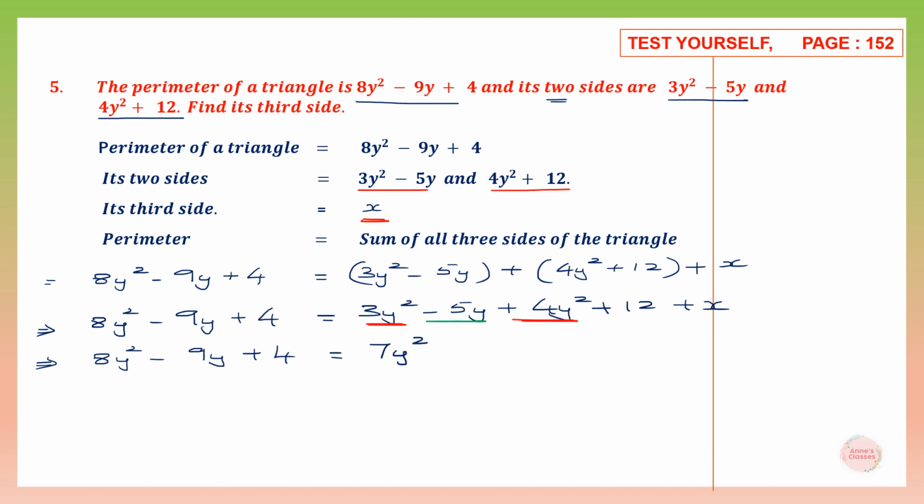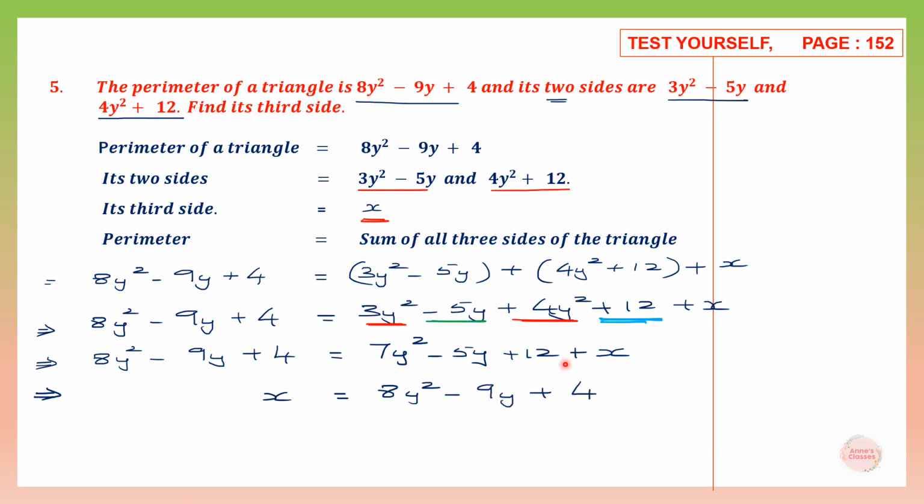So here we have minus 5y by itself. So we have minus 5y. Then we have plus 12. So let's write that, plus 12 plus x. So now we have x. Now we can find the value of x. How do we find the value of x? Let's write x on the left hand side, and all these will be on the right hand side now. So let's write that. So that is 8y square minus 9y plus 4 is on the right hand side.